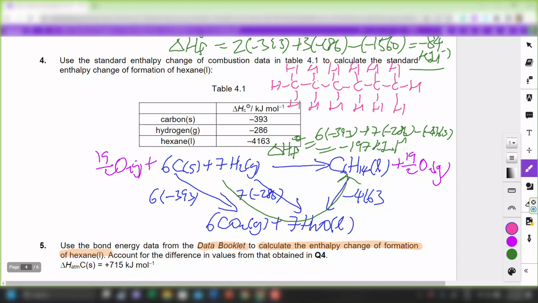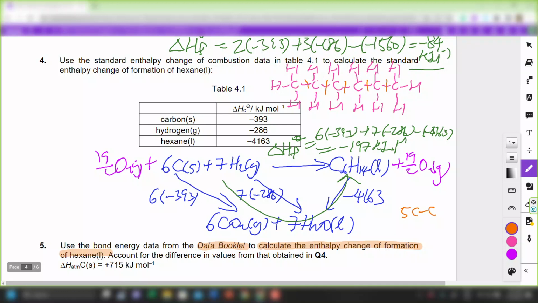Okay, and then I need to be able to know how to draw it because I need to count the number of bonds broken. So I will count the total number of CC bonds that I'm going to break. That will be 1, 2, 3, 4, 5. So I'm going to break 5 CC bonds. I'm just going to write it somewhere here, 5 CC.